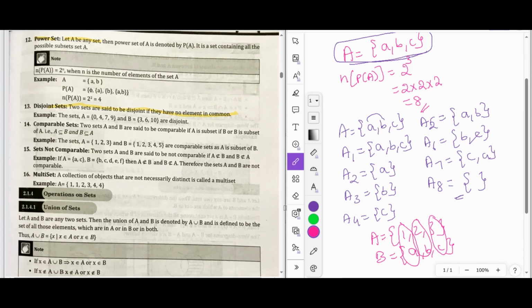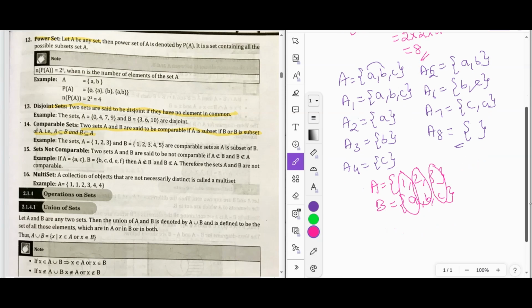Then you have comparable set. What is meant by comparable set? Two sets A and B are said to be comparable if A is a subset of B or B is a subset of A. A is a subset of or equal to B, and B is a subset of or equal to A, then it is called a comparable set. So the condition for comparable set is A should be a subset of or equal to B and B should be a subset of or equal to A. For example, they have given A is 1, 2, 3 and B is 1, 2, 3, 4, 5.